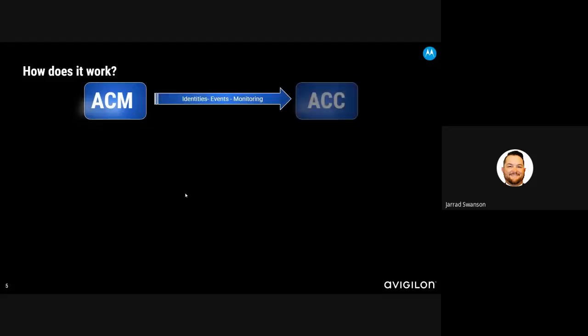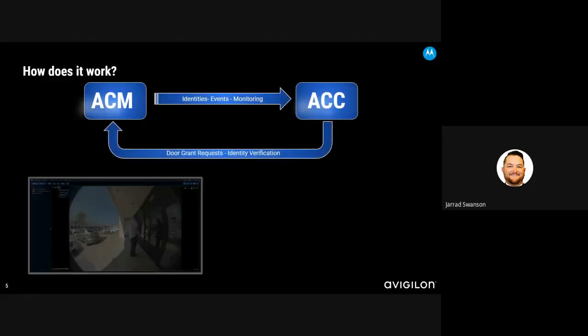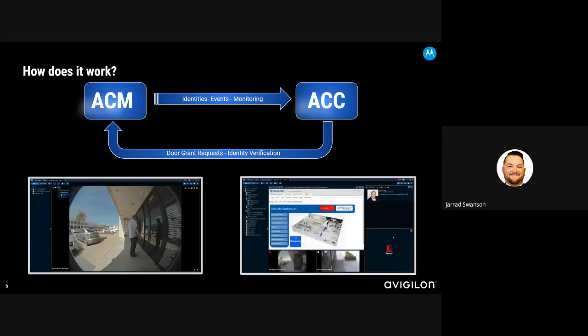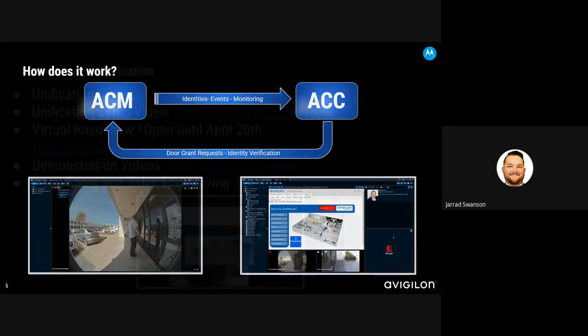So how does it work? Essentially, you have ACM, which is obviously your access control. It has identities, it has operators, it has events and monitoring. Through a connection between ACM and ACC, which is just a simple port that ACC uses to connect to ACM, all of that information gets passed. So we're passing along the identity information and the events, and then from ACC, we can back request things like door grants or identity verification.